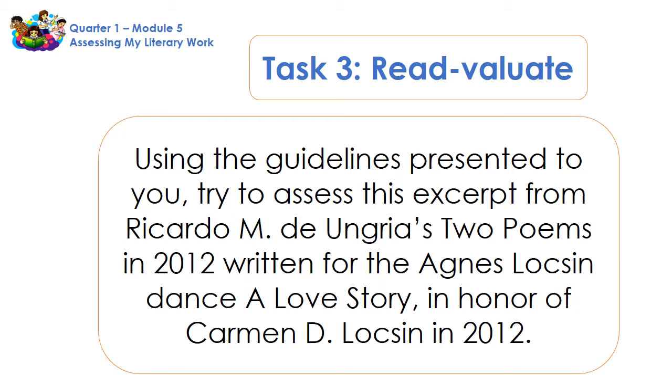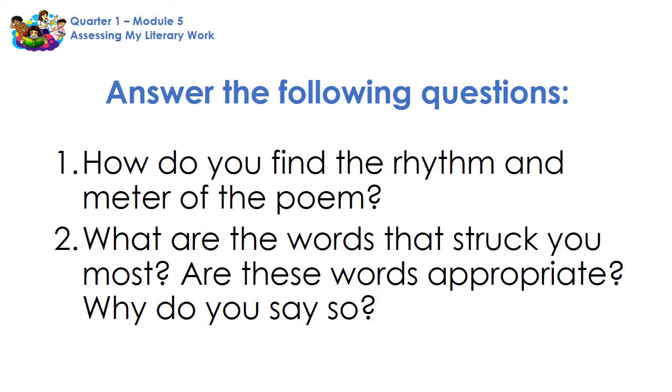Using the guidelines presented to you, try to assess these excerpts from Ricardo M. de Ongria's 2 poems in 2012, written for the Agnes Locsin Dance, a love story, in honor of Carmen de Locsin in 2012. Refer to pages 8 to 9 of your modules to read the poem. You are done reading the poem. Answer the following questions. Write your answer on your paper.